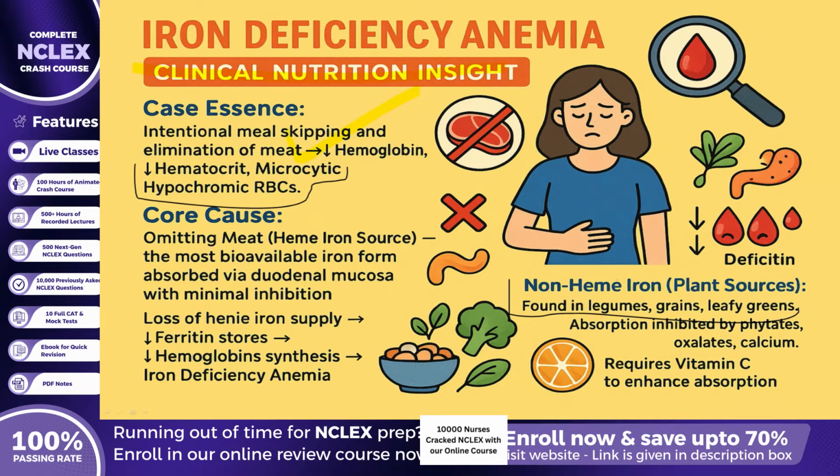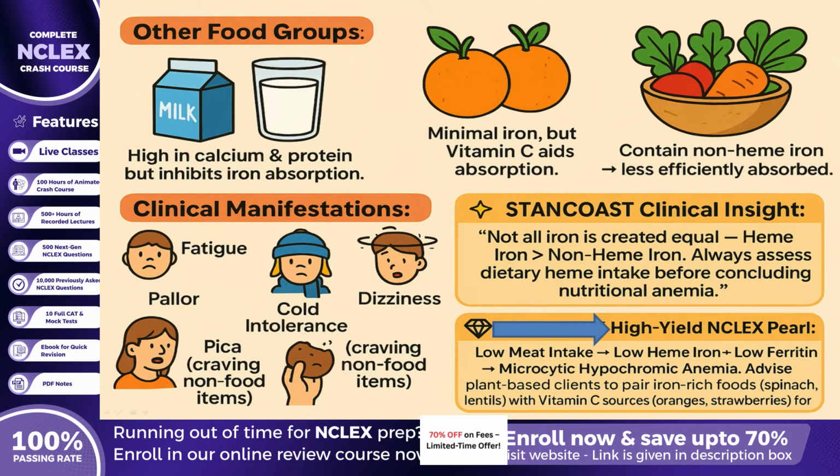Although milk is high in calcium and protein, it contributes little to iron intake and can even inhibit iron absorption when consumed excessively. Fruits, while valuable for vitamins and antioxidants, provide minimal iron but can enhance non-heme iron absorption when paired with vitamin C-rich varieties like citrus or berries. Vegetables do contain some iron, but it is primarily in the non-heme form and less efficiently absorbed.